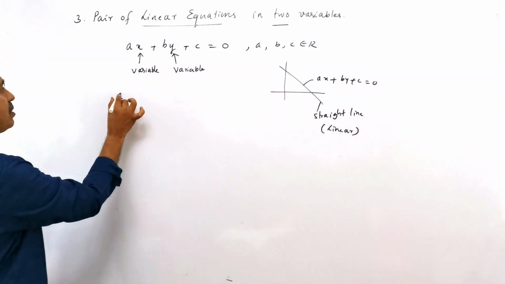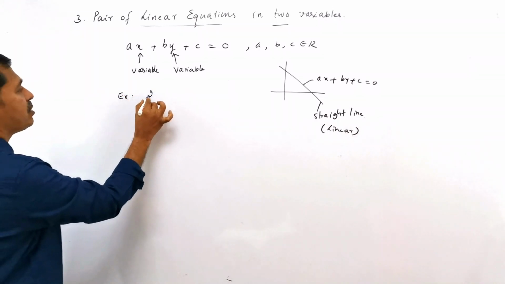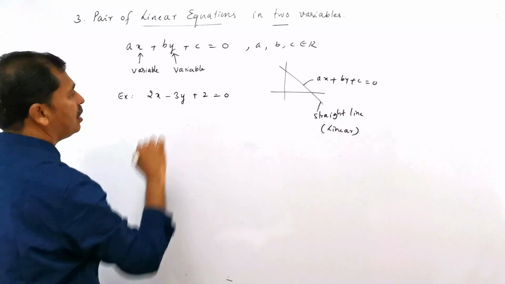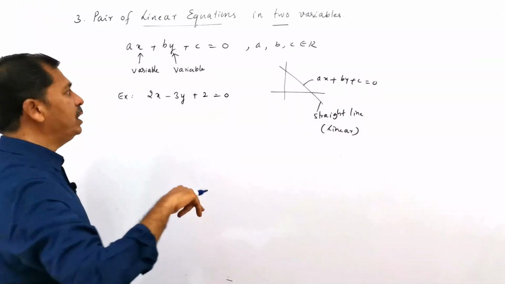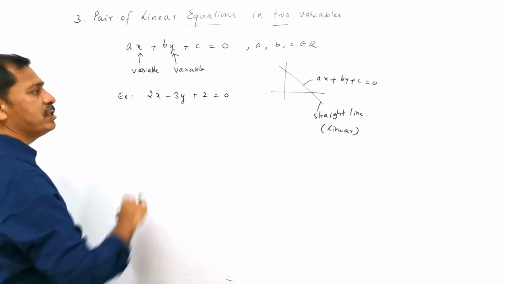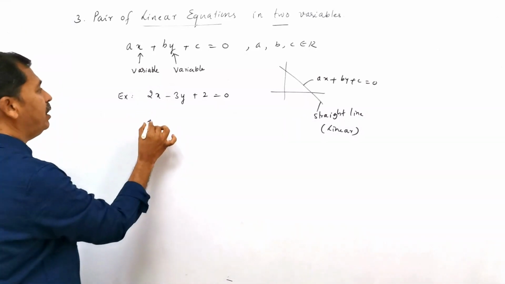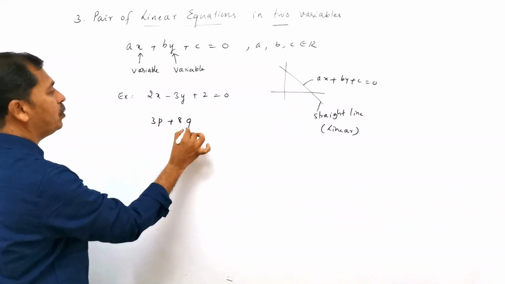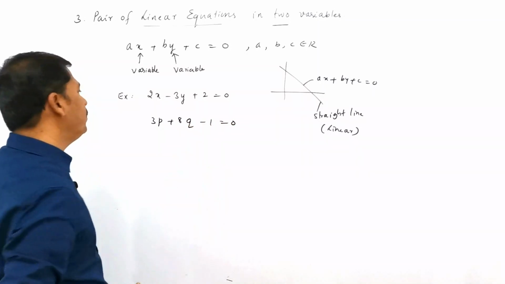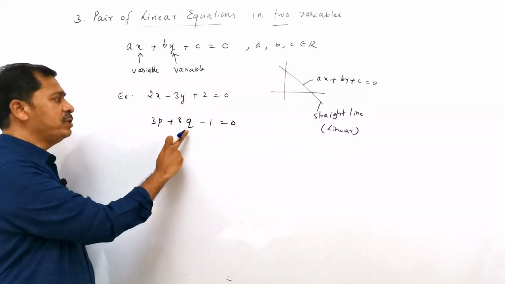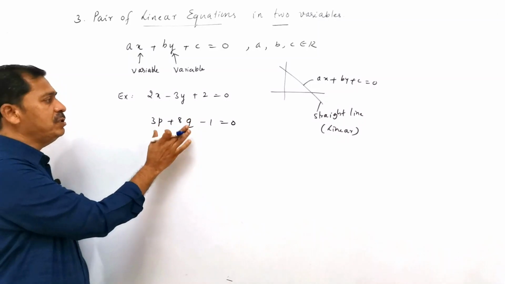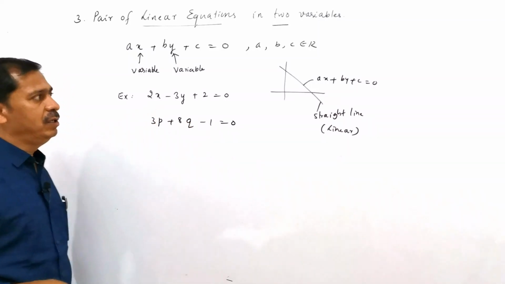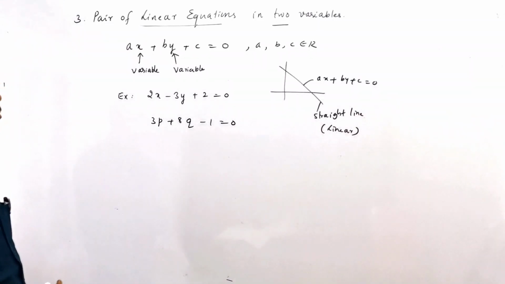See some examples. 2x minus 3y plus 2 is equal to 0. This is a linear equation in two variables. x is one variable, y is another variable here. Now let me write 3p plus 8q minus 1 is equal to 0. Here p is one variable and q is another variable. So this is a linear equation in two variables. Now let me clarify.